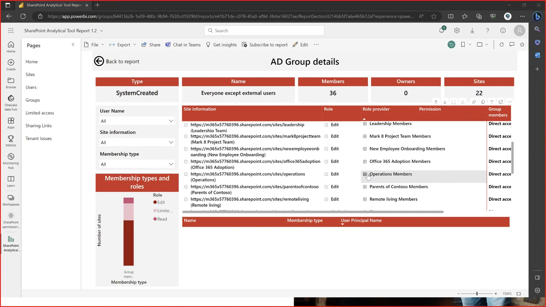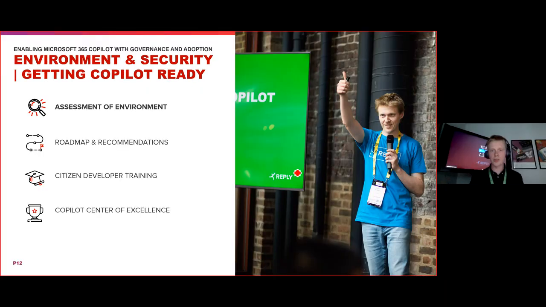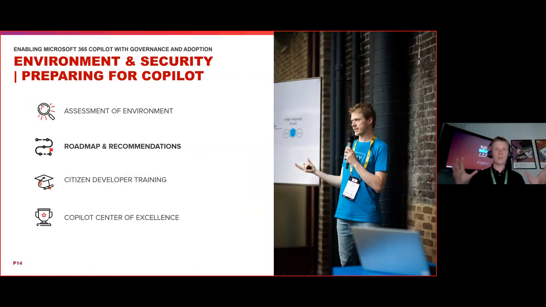So let's imagine that we have done the assessment of the environment. We have the built report, which is showing where those permissions issues are. And then probably as a next step, we would like to make sure that after all the remediations, we build a proper roadmap of actions and recommendations for your company to make sure that going forward, the environment still stays in compliance. So we fixed everything today, but how can we make sure that in a year, the environment is still compliant, the data is still governed?